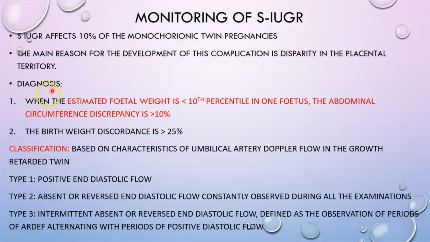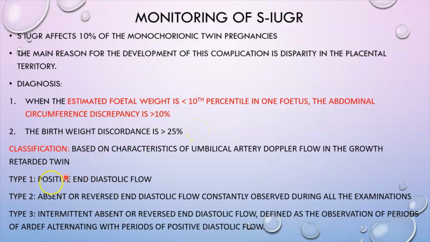How is it diagnosed? When the estimated fetal weight is less than the 10th percentile in one fetus, or the abdominal circumference discrepancy is more than 10 percentile, and second, the birth weight discordance is more than 25%.